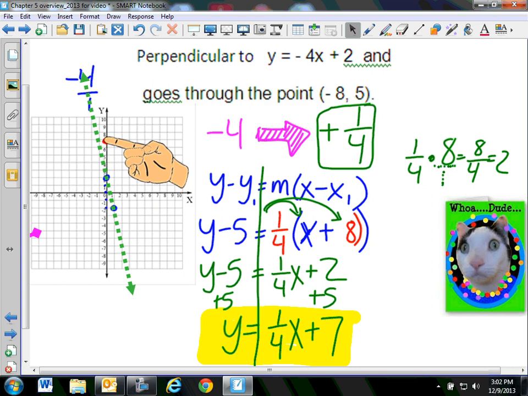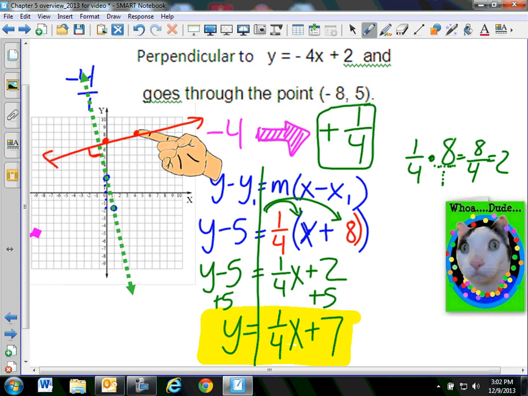Up 1 over 4. 1, 2, 3, 4. So right there, the dot there. Draw your line. Is that perpendicular? Does it make a perfect 90-degree angle there? You bet it does. That's perpendicular, okay? And that's pretty much it, guys.